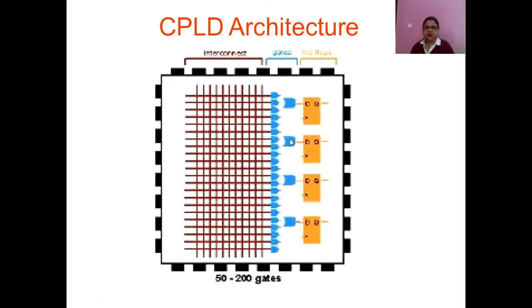This is the structure of the CPLD. This is one block of this architecture, one block of CPLD, which consists of say 50 to 200 gates. Here are the interconnects, and the fuses we have to arrange, and we have to program the connections, that is, which interconnect should be connected to which. Then we have the gate arrays, the AND-OR gate arrays. Then we have flip-flops over here. So this is a three-step architecture. And at the outside, these black ones are the input-output pins.